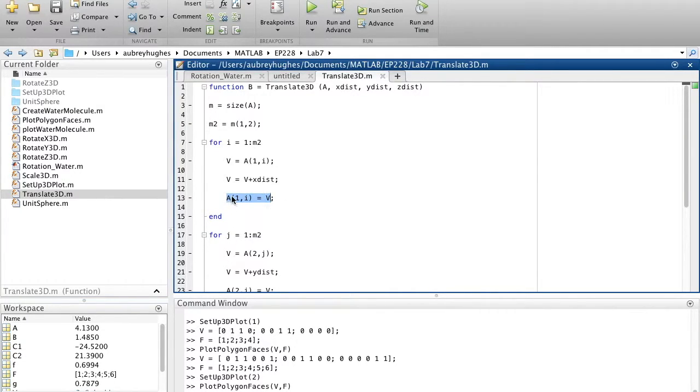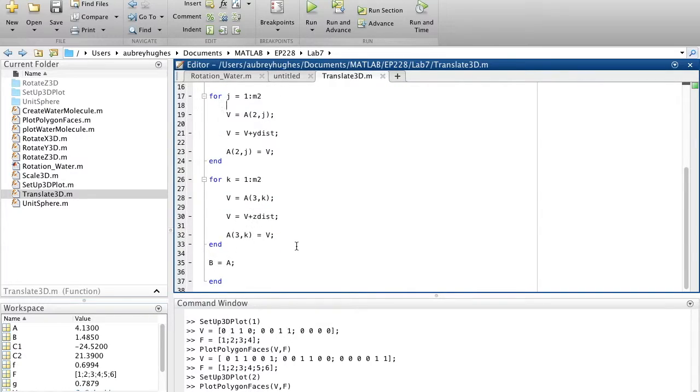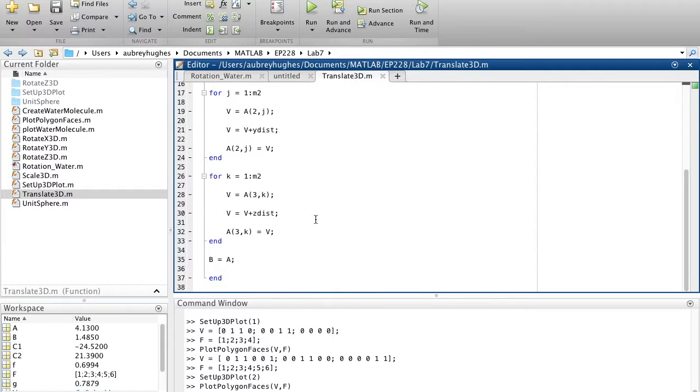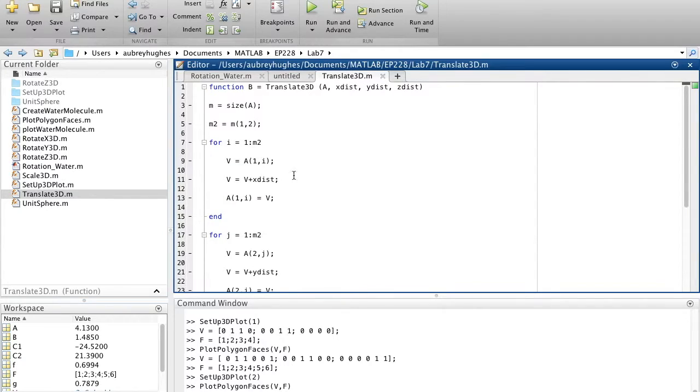You could also put this as B. I didn't feel like doing it. You do that 3 times for each row. So you do it again for your J column, which is your Y components. And be sure to say that it's the second row. This is very important, because if you leave it as a 1, you're going to change your X components and nothing else over and over and over again. And again, for your Z, and you just make sure you have your third row. Then we just say B equals A, and that's what we're returning.